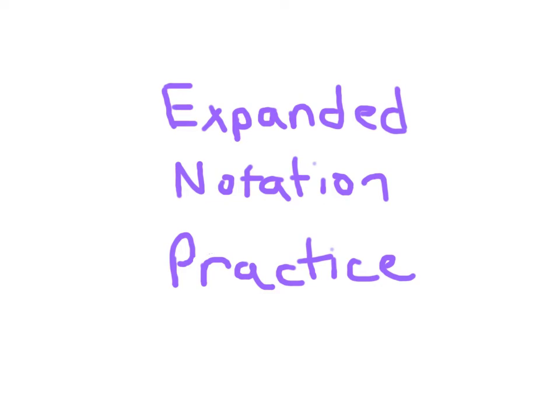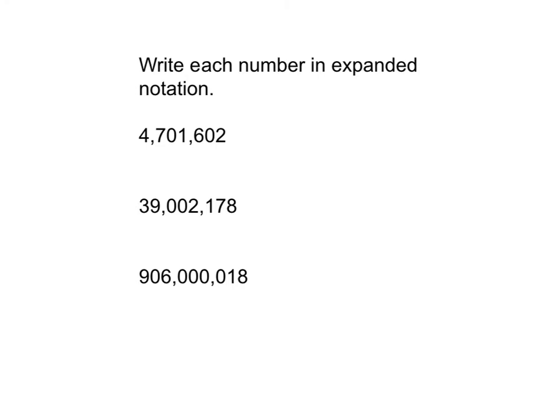Here is some practice with expanded notation. Here we are asked to write each number in expanded notation. So we look at each of those digits and we think about what they're worth. That 4 is worth 4 million. So we write 4 million in there, and then we put a plus sign.